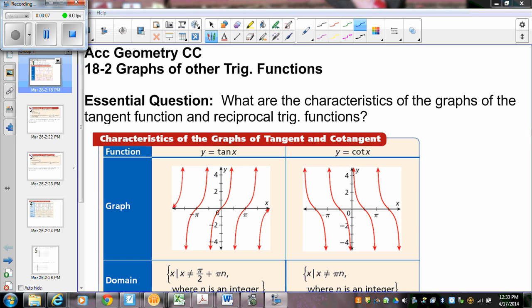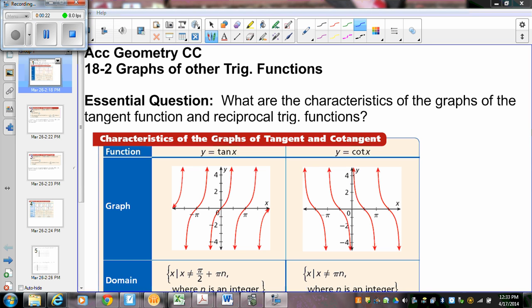This is the video for section 18-2 in accelerated geometry, where we're going to be talking about graphs of the 4 other trig functions. We're going to be talking about tangent, cotangent, secant, and cosecant graphs.